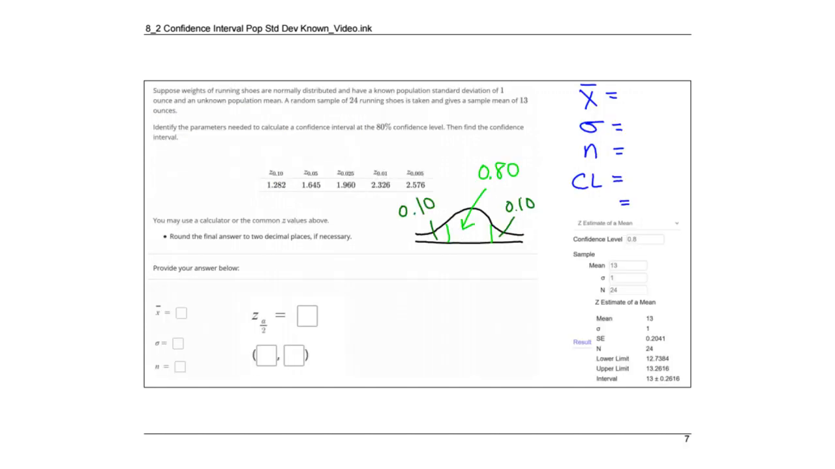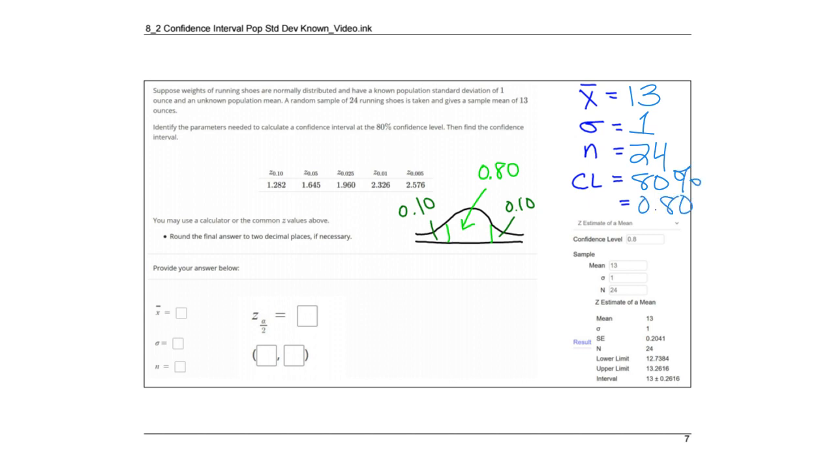Okay, let's do a whole other problem just like this. Suppose weights of running shoes are normally distributed, with a known population standard deviation of 1. So sigma is equal to 1. A random sample of 24 running shoes, so that's our sample size n, is taken and gives a sample mean of 13 ounces. So the sample mean is 13 ounces.